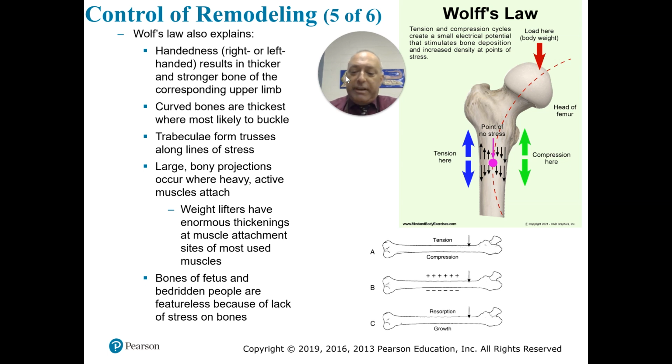Now, the bones of the fetus and of people who are bedridden are featureless. These bones are smooth because they don't have things pulling and tugging on them. But if you look at a regular adult, especially an athlete, they're going to have a lot of markings on their bones as a result of Wolff's Law, where there is tension and compression, and the bone is stretched, and therefore these markings are produced.